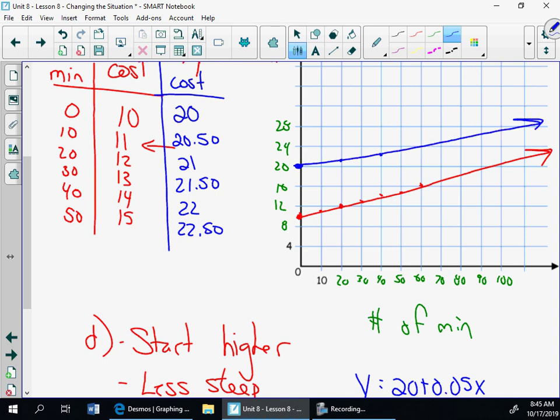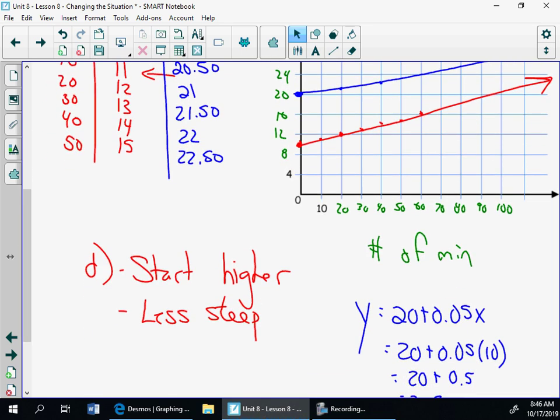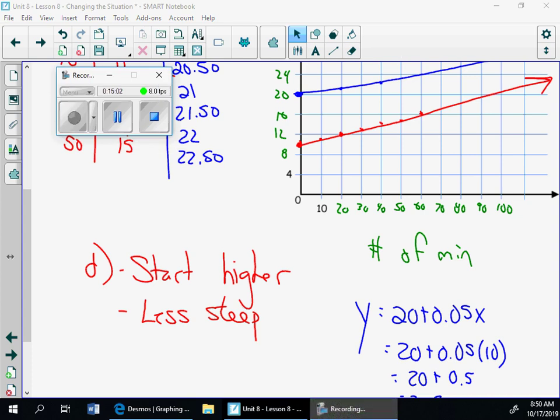Does that match what we said would happen? Starting higher? Definitely. Less steep? Also true. And the last part of that question, we want an equation, and we already made the equation. Sometimes it's easier to make the equation first, even if they don't ask for it till later.